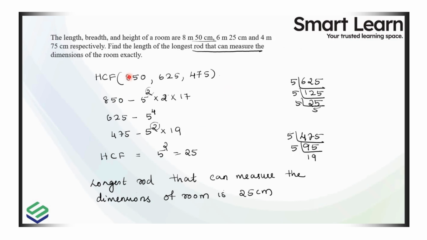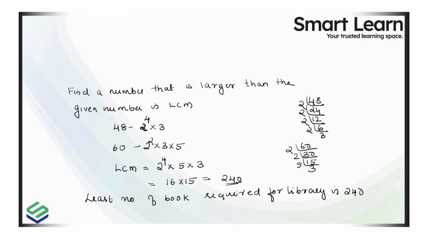You got these are the factors of this one. HCF means common prime. Here what is common in these three numbers? Only 5 is common. And what is the least exponent? 2. So 5 square is equal to 25. So the longest rod that can measure the dimensions of the room is 25 centimeters. Understood, children? Here 25, you should write the sentence. Final sentence you should write.